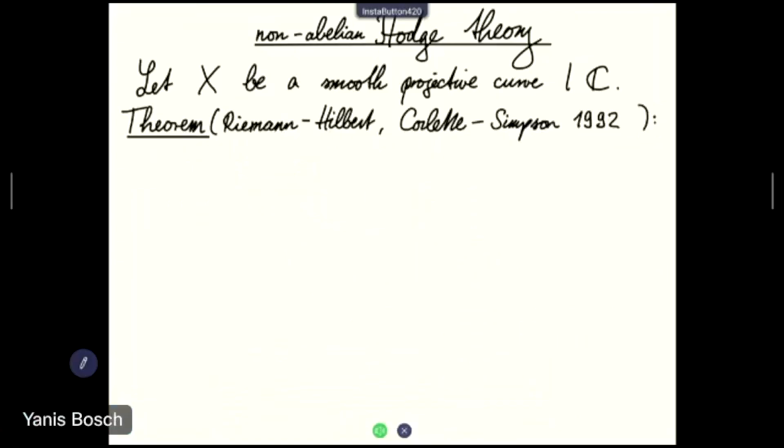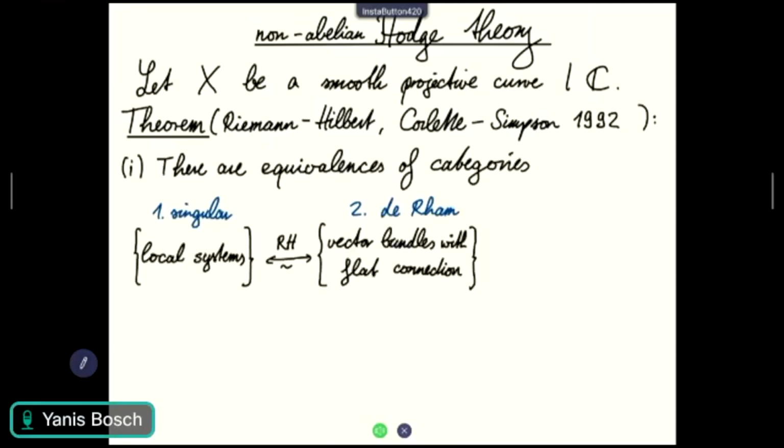And okay, once again, I'm basically mixing two different theorems. The one is more classical, the Riemann-Hilbert correspondence. And then much more recent, there's a bit which is called the Corlette-Simpson correspondence from the 90s. And the first statement, that's the Riemann-Hilbert part, is that there's an equivalence of categories between the category of coefficients for singular cohomology and the category of coefficients for de Rham cohomology. Okay, I can match up local systems and vector bundles with flat connection in some way.